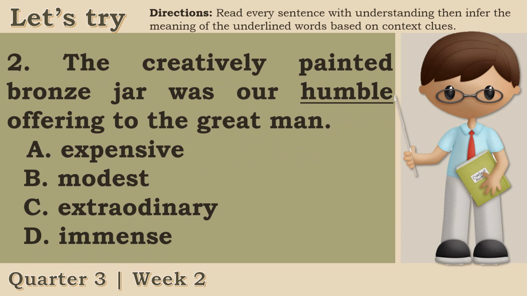Number 2. The creatively painted bronze jar was our humble offering to the great man. The underlined word here is humble. What does it mean? A. Expensive. B. Modest. C. Extraordinary. D. Immense. What's the answer?